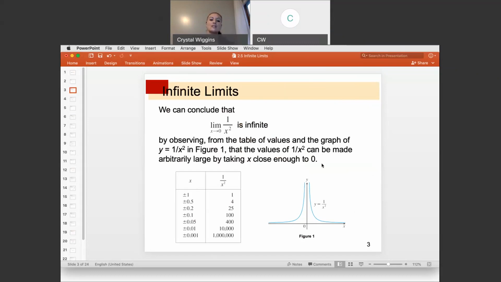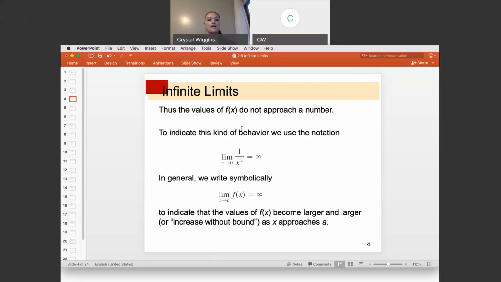We actually consider this limit not existing because it doesn't approach a value, but since it's going to infinity and it's not necessarily undefined, then we would say that the limit is equal to infinity. Here are the symbols that we would write. The limit as x approaches 0 of 1 over x squared is equal to infinity.